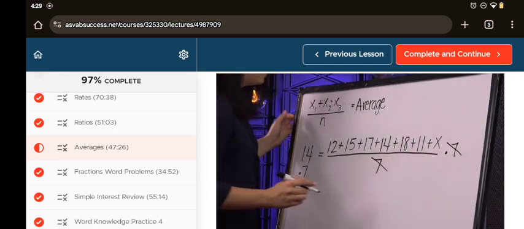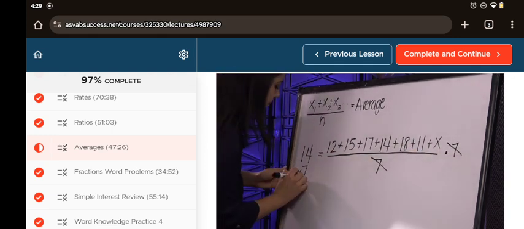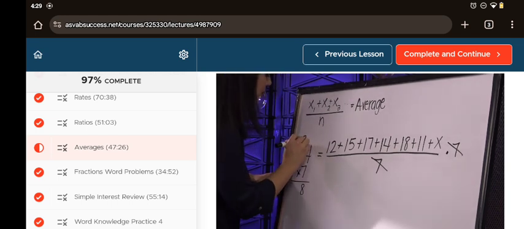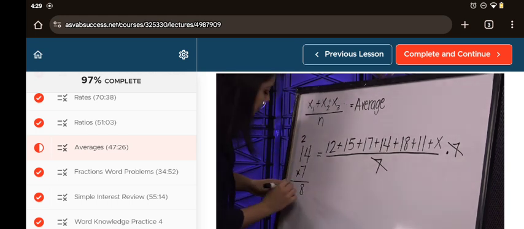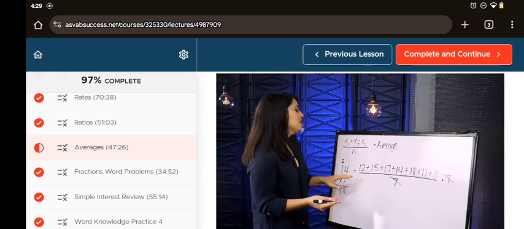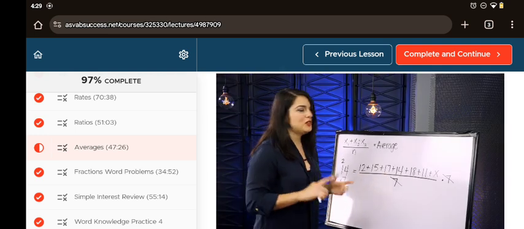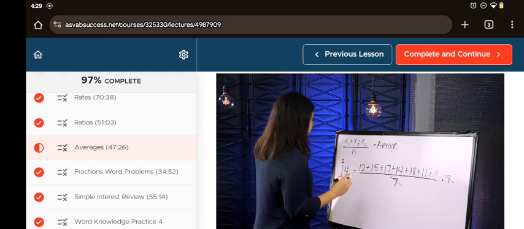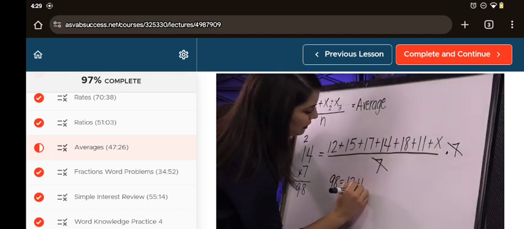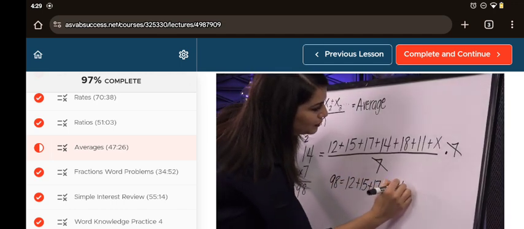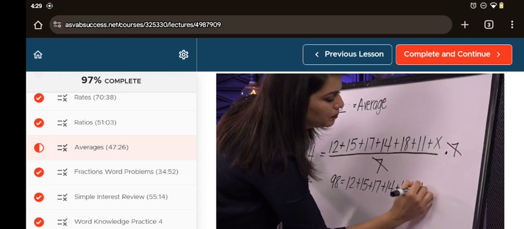So this cancels out over here, and we have 14 times 7. Let's just do that real quick. 7 times 4 is 28. We carry the 2. 7 times 1 is 7, plus 2 is 9. So we got 98, all right? Now, when we add this up over here, actually, let's do this. Let's go ahead and rewrite our question so it's easier. So we have 98 is equal to 12 plus 15 plus 17 plus 14 plus 18 plus 11, plus x.